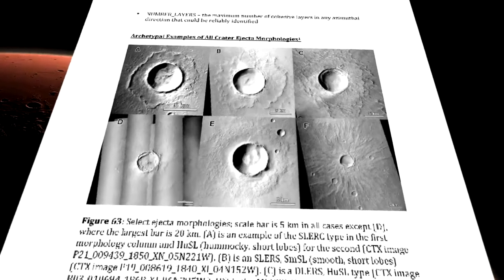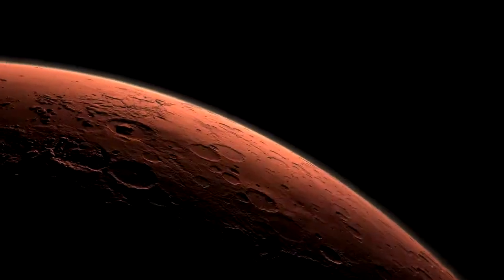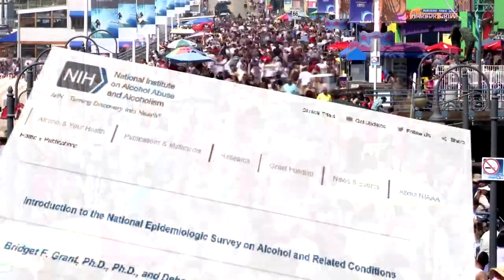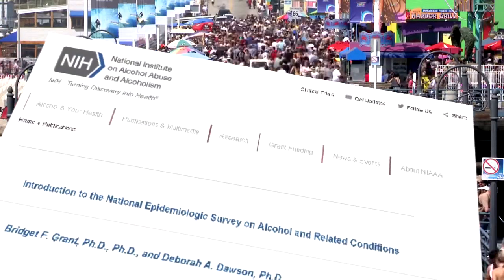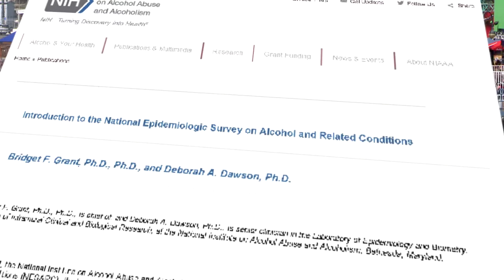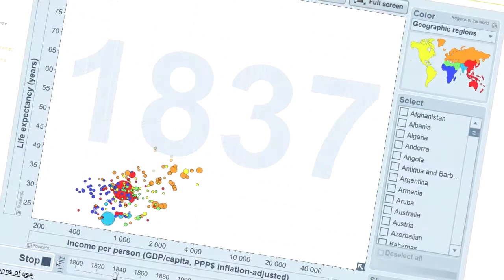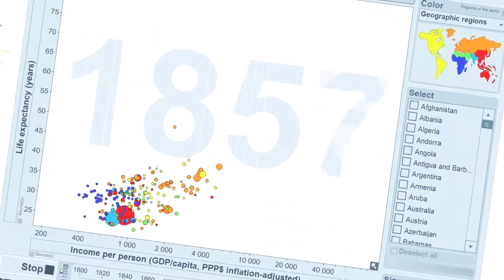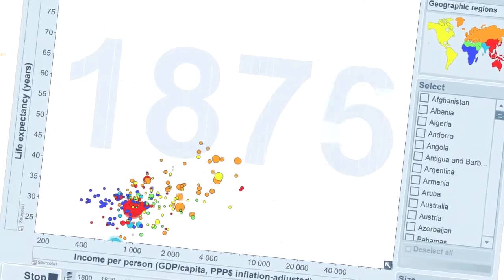these Mars craters. Also available is a portion of the Wave 1 National Epidemiologic Study of Alcohol and Related Conditions, commonly known as NESARC. This is a representative sample of the U.S. adult population age 18 and older, and it includes data on mental health and substance use disorders that are experienced by adults. Another data set is the Gapminder data set, which is made available by gapminder.org.